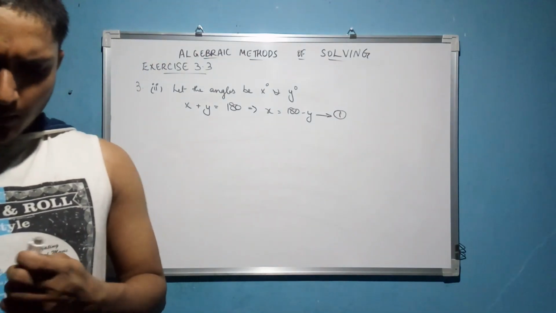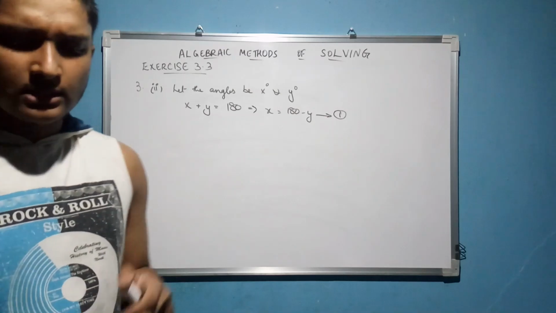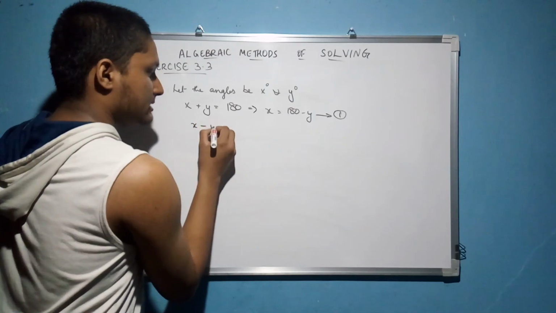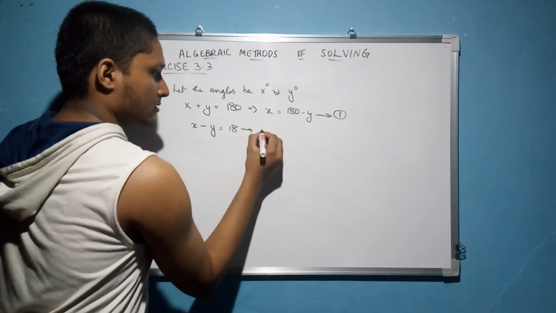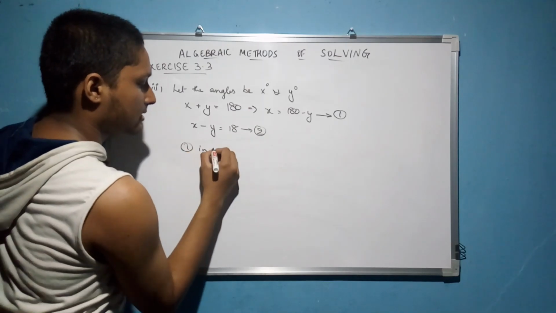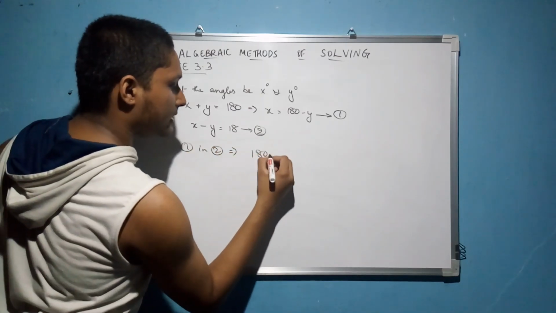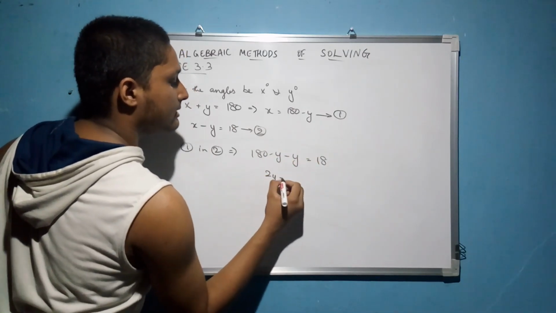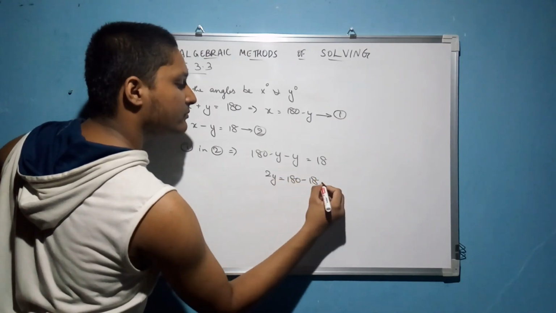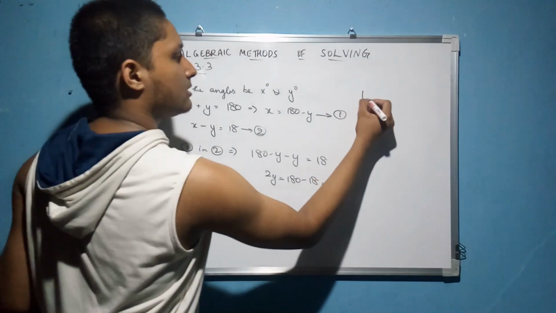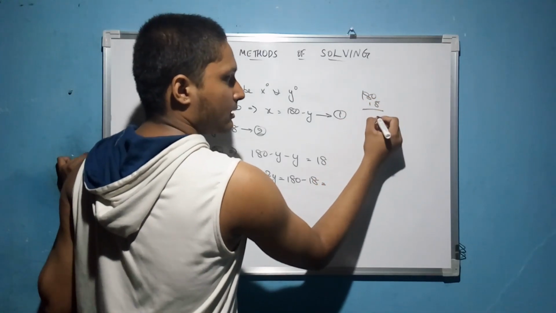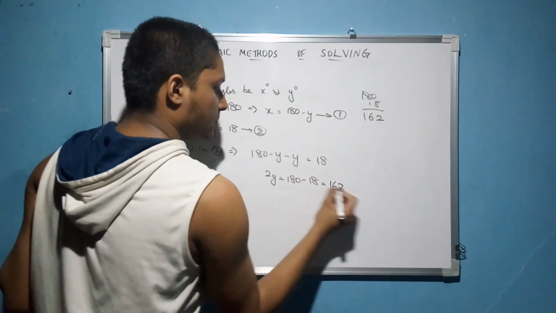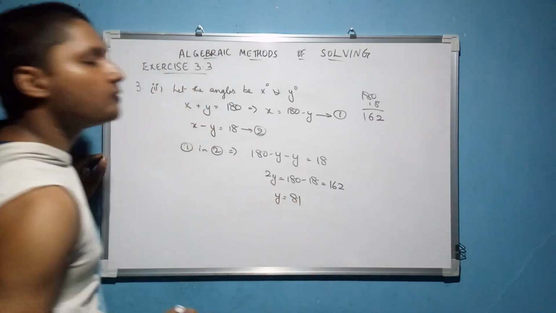Another equation is given based on the difference. It is given the larger exceeds the smaller by 18 degrees. So you have the second equation, x minus y is equal to 18. First in the second equation becomes 180 minus y minus y is equal to 18. That is 2y is equal to 180 minus 18. 180 minus 18, how much is it? This is 162. Therefore y is equal to 81.